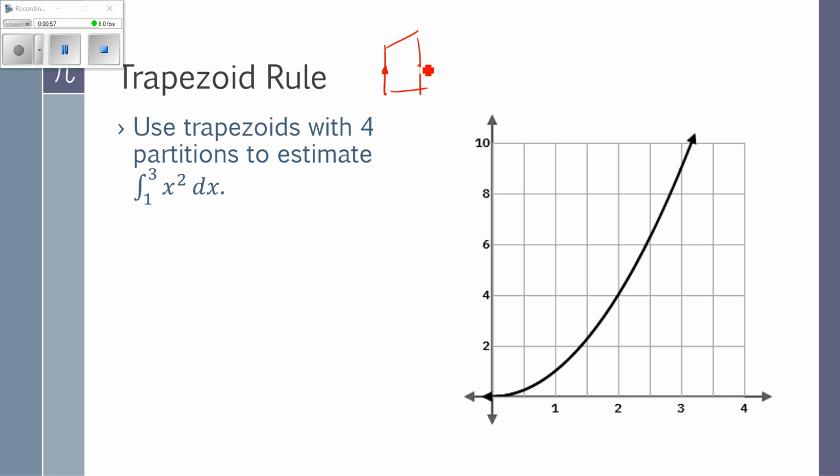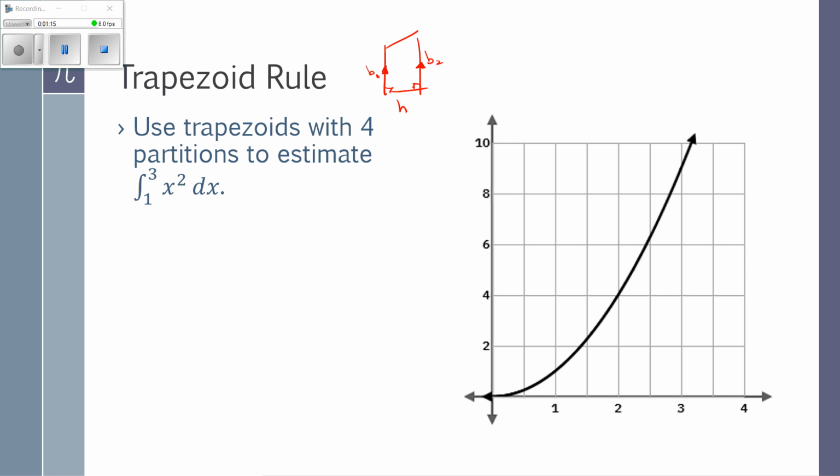Remember, in a trapezoid, the bases are the parallel sides. So this would be base 1, and this would be base 2. And the height is the distance between the bases. So our height is not vertical. The bases are vertical, the height is horizontal. And then the area of a trapezoid is 1/2 the height of the trapezoid times the sum of the bases. Or you can also think of it as the height of the trapezoid times the average of the bases.